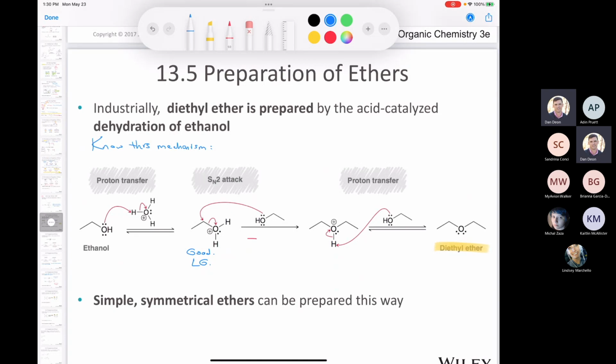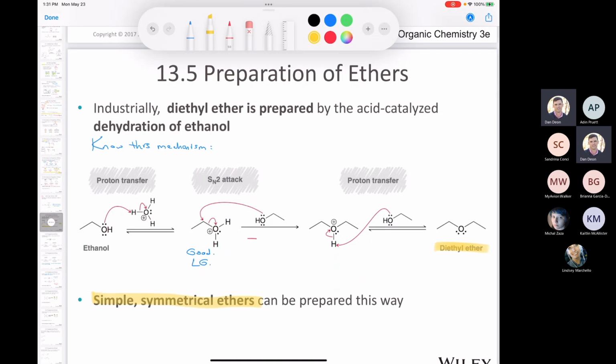Now, this is really cool chemistry. Personally, I'm a big fan of any kind of chemistry where you just throw everything in a pot and heat it up. I mean, can't get much easier than that. The caveat to this chemistry is the only real utility there is for this chemistry is to make simple symmetrical ethers. If you want to make an unsymmetrical ether, so let's say you wanted to make something with a methyl group on one side and a propyl on the other, this would not be the way to do it. Okay, you'd have to find another way to do it.